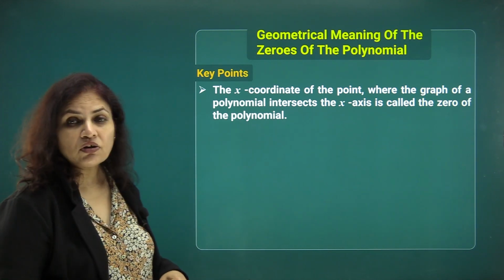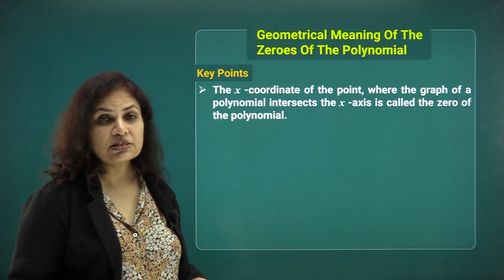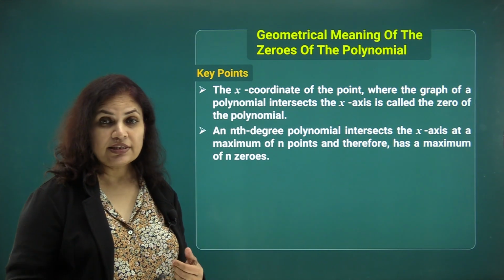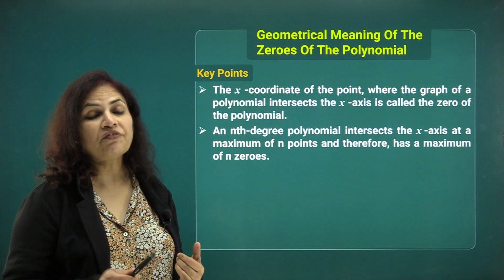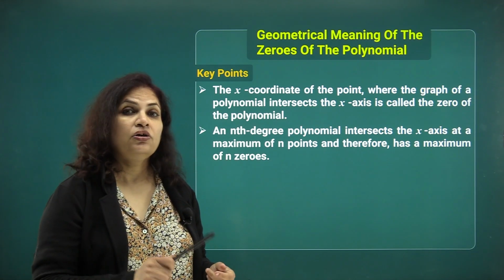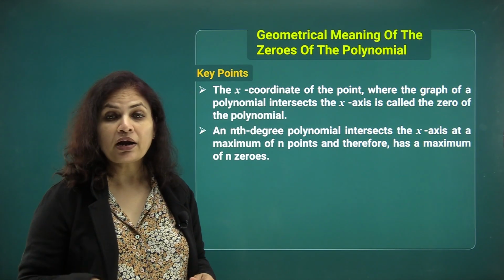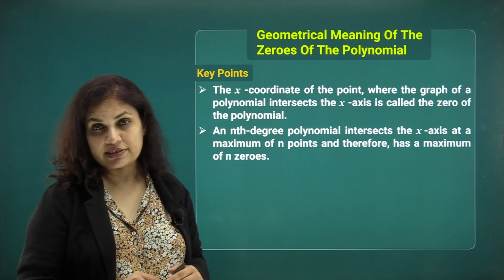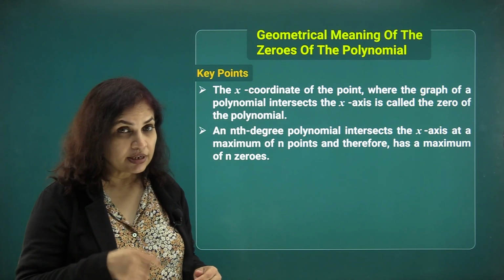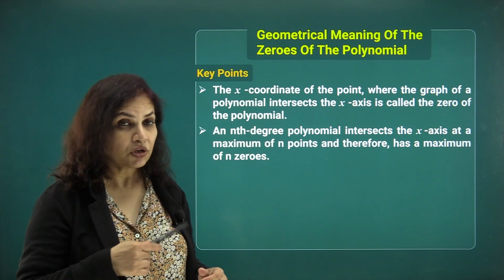The x coordinate of the point where the graph of the polynomial intersects the x axis is called the zero of the polynomial. Very important point, we have seen that when it was a linear polynomial, the line intersects the x axis at 1 point. So, degree 1, so the point of intersection is 1. When the degree is 2, we get a parabola, and the parabola intersects the x axis at 2 points. So, when the degree is 2, there are 2 zeros. When the degree is 3, there are 3 zeros. We have seen in a cubic polynomial also, a cubic curve.